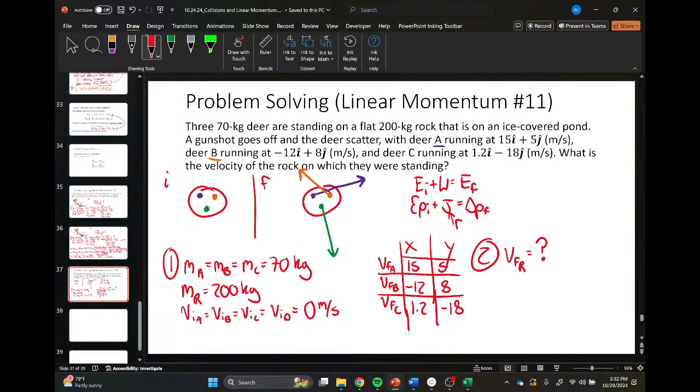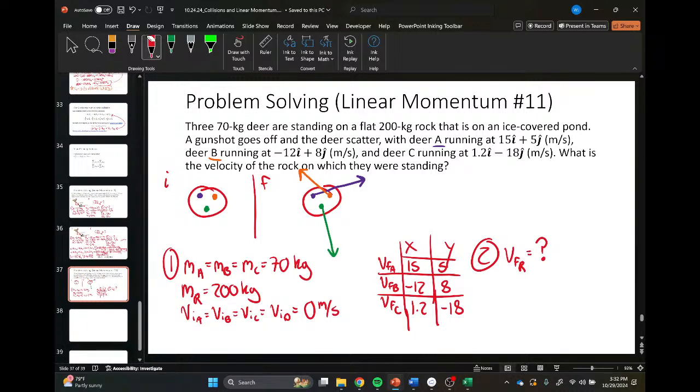Impulse was F times delta T. I'm not going to give you any problems like that, but I just want to show you there's kind of an analogy. If there is a force acting on it, you can account for it with conservation of momentum, but we're not going to bother with it in this problem.